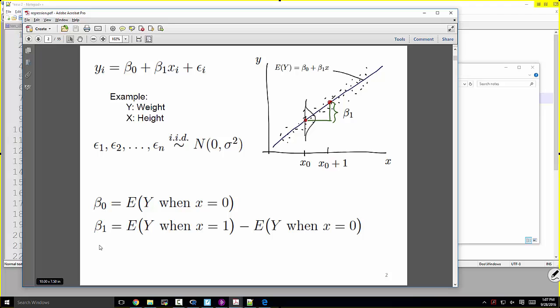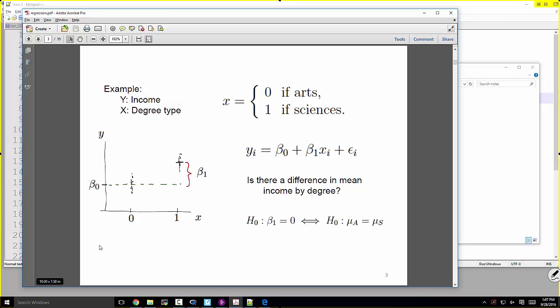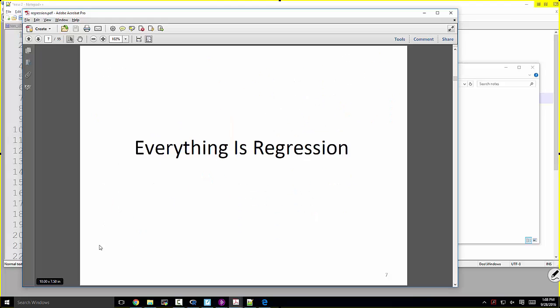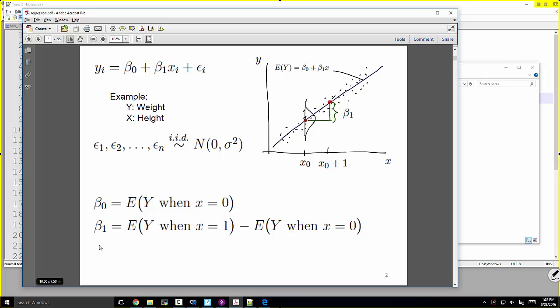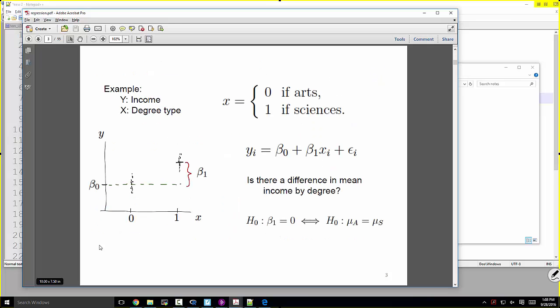Okay. We ended here, and what the next few slides are doing is making an argument that everything is regression. Most of what we do in statistics can be formulated in one way or another as a regression model. Here's the simplest possible regression model: one numeric response, one numeric predictor. Here's another regression model that maybe doesn't seem like it is a regression model.